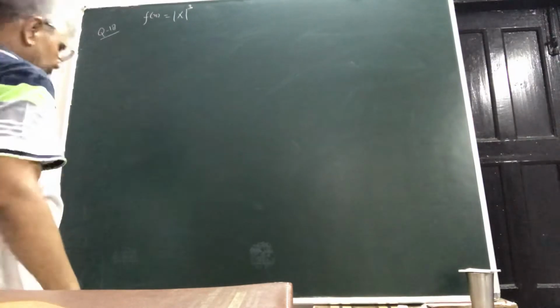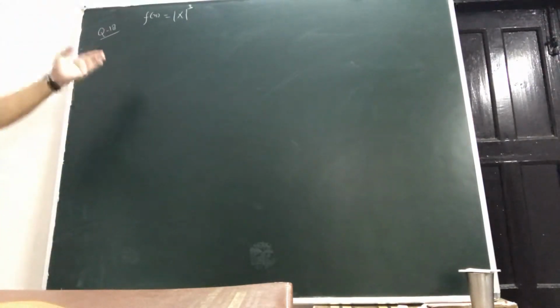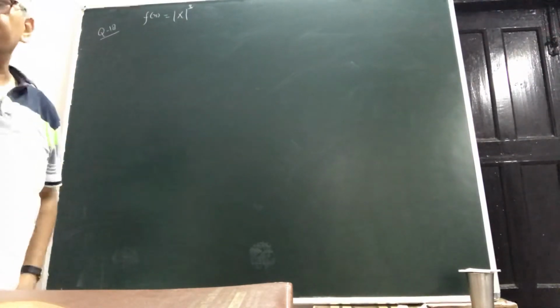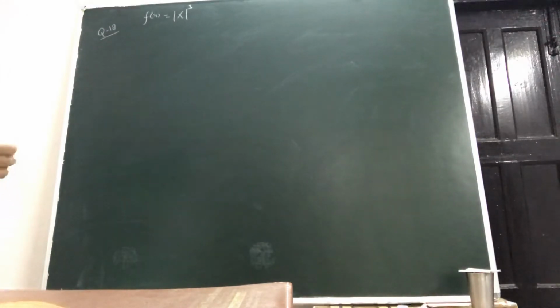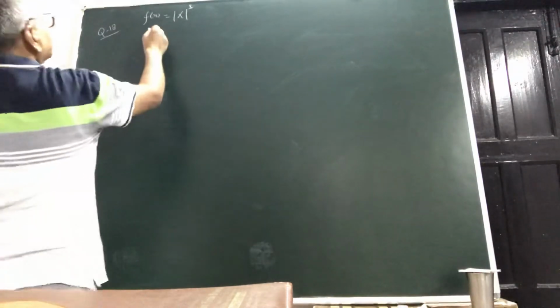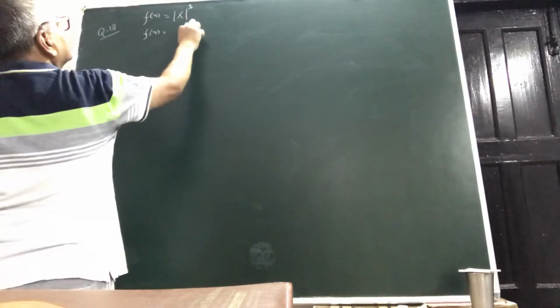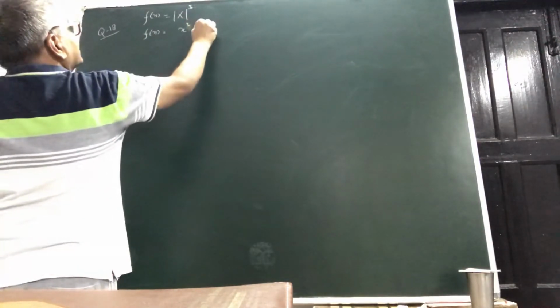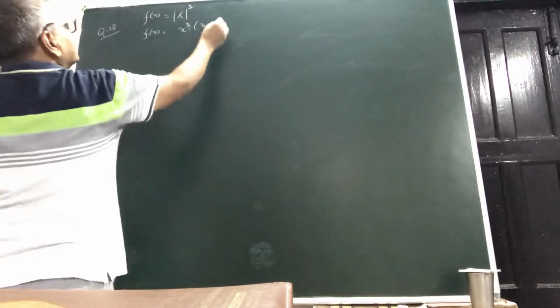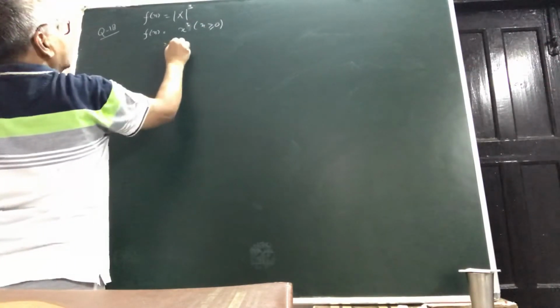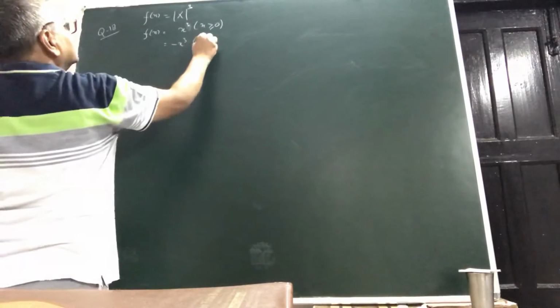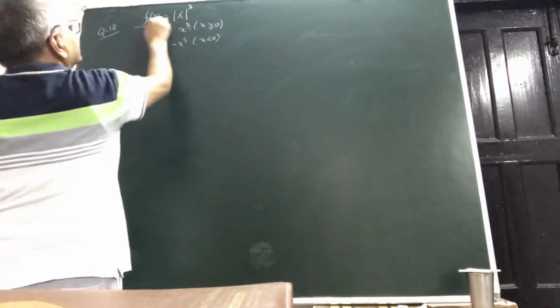Okay. So this function, now mod x you don't know. So you have to reframe your modulus x function. So f(x) can well be written as x cube when x is greater than or equal to 0, and this is equal to minus x cube when x is less than 0. So now this is your function.